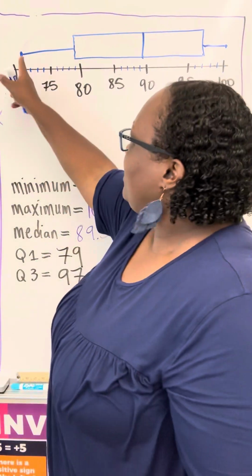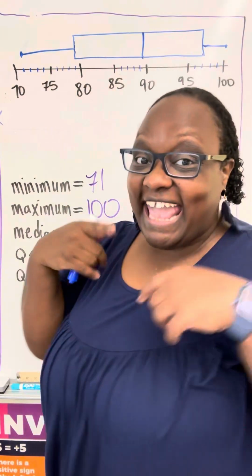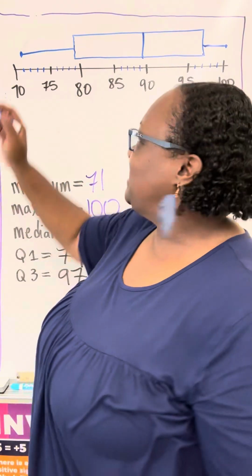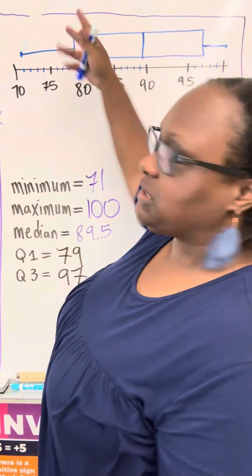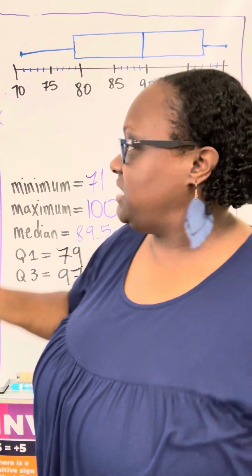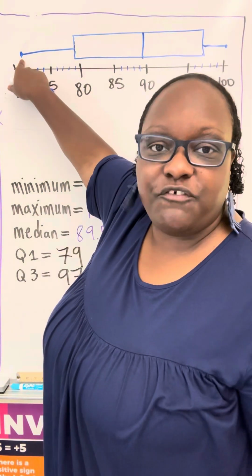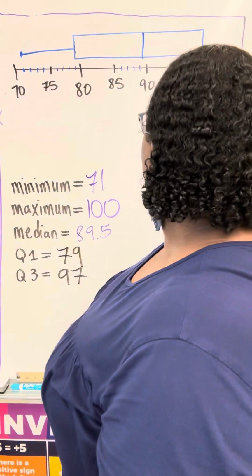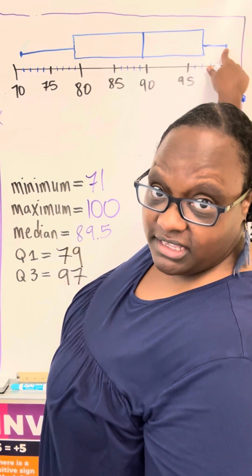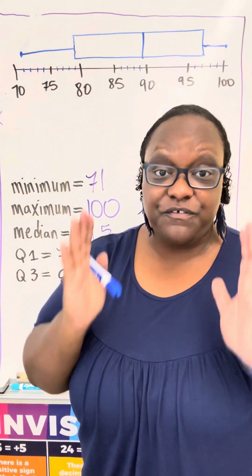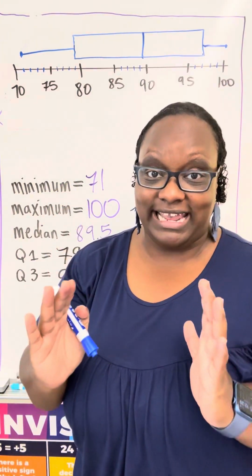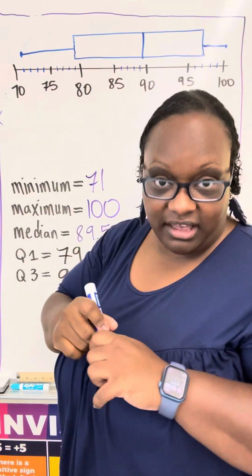So the whiskers, if you think about a cat, right? The whiskers are the lines right here at the beginning and the end. And then the box part is in the middle. So here's what this means. The lowest point of my data is here. The highest point of my data is here. The middle, the exact 50% middle of my data, is the box.